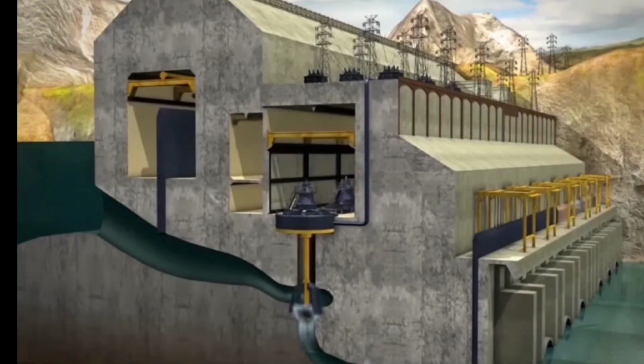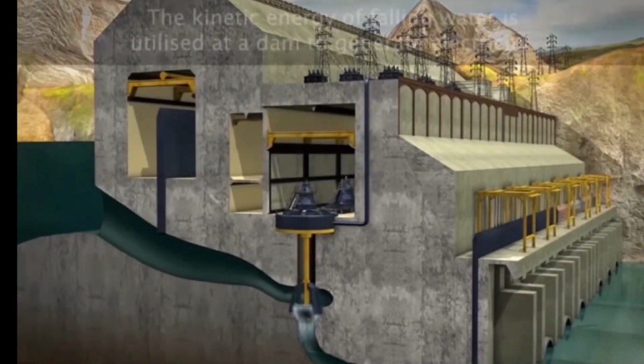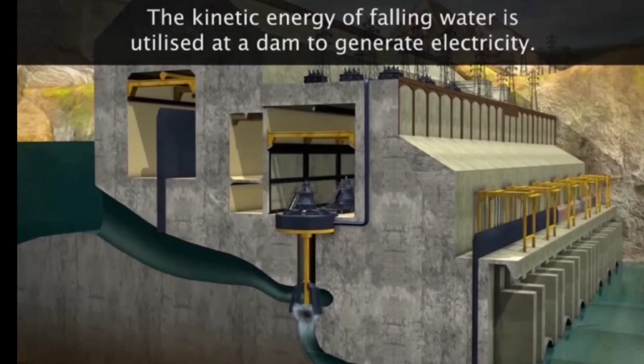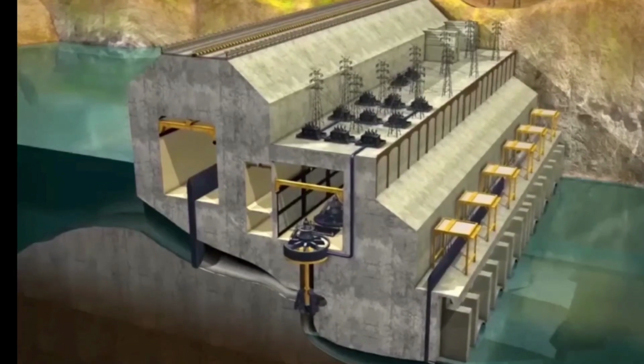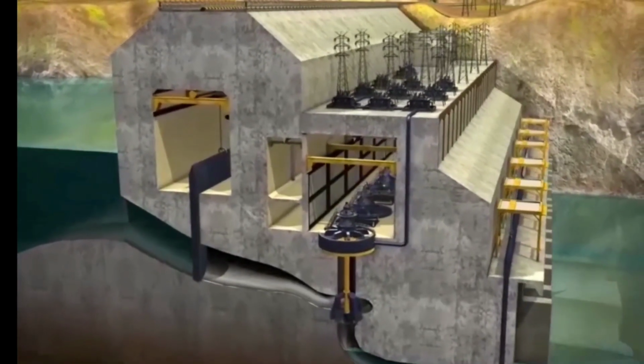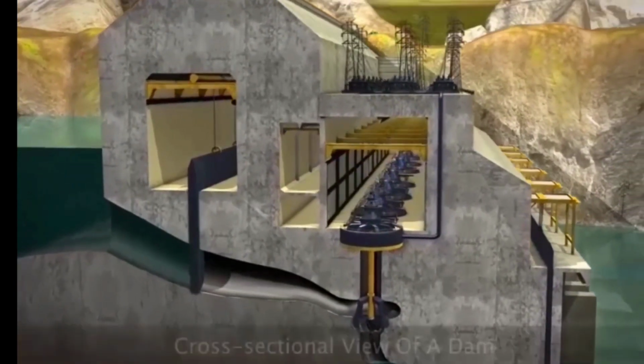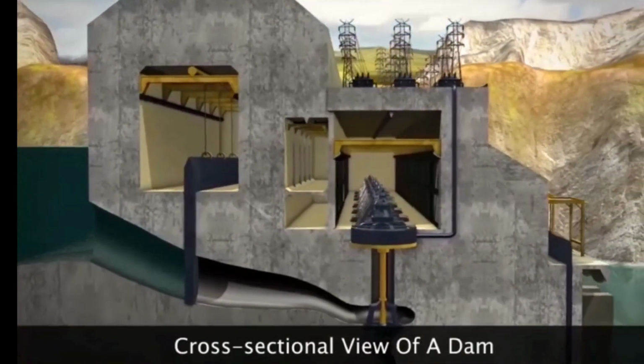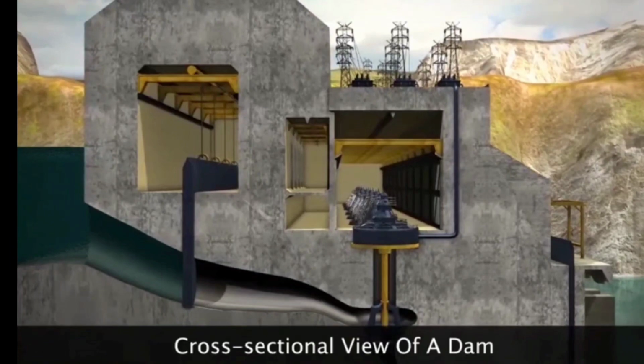Dams collect water and then cause it to fall from a height onto turbines located below. Falling water has kinetic energy. This is converted into electricity. A hydropower plant is a place where electricity is generated from water. Dams are built across rivers and hydropower plants are set up inside them.